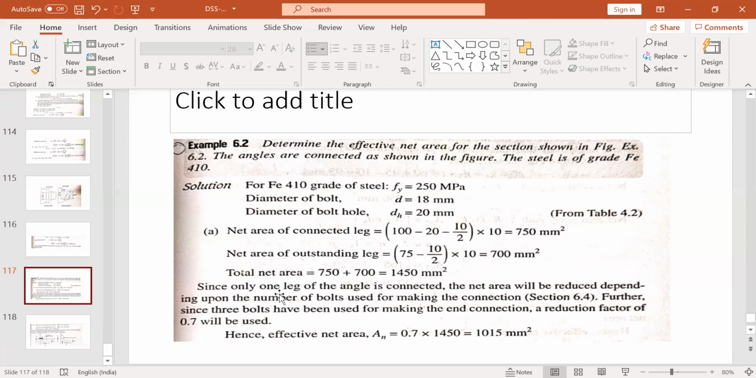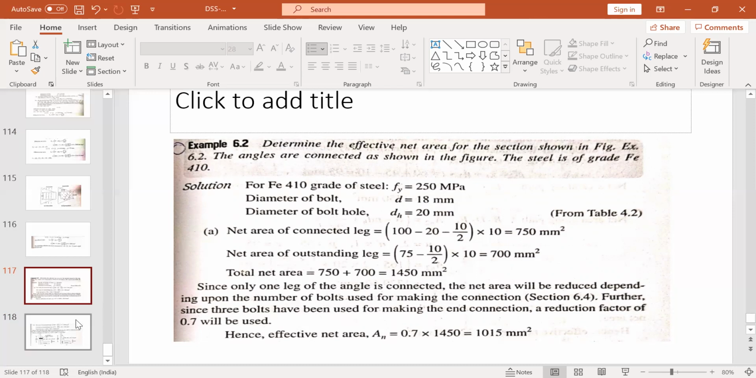Since only one leg of the angle is connected, the net area will be reduced depending on the number of bolts of the connection. There are 3 bolts, alpha is 0.7. If number of bolts is 2 or less than 2, it is 0.6. If it is 3, then it is 0.7. You know this from the last class I have explained to you. So ANE is alpha into AN. So 0.7 into 1450, it is 1015 millimeters square.